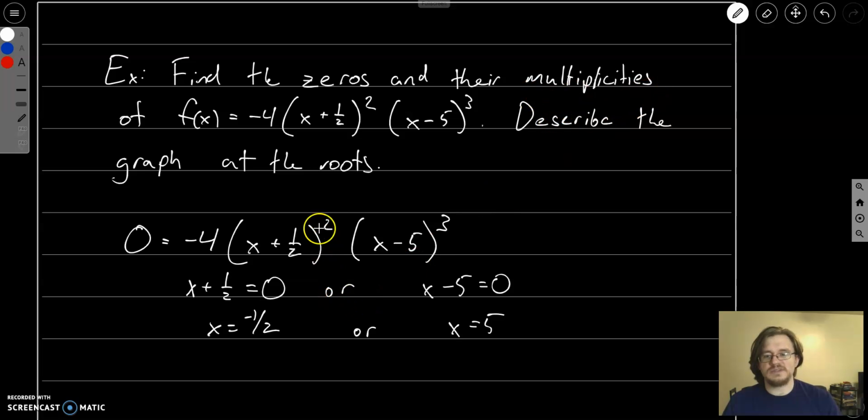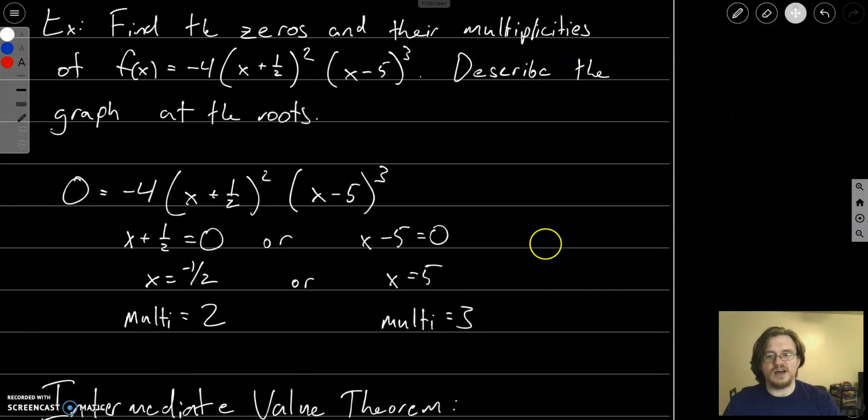So what are their multiplicities? Well, the multiplicity of -1/2 is going to be 2, because this factor appears twice, whereas the multiplicity of 5 is going to be 3, since this factor appears 3 times.